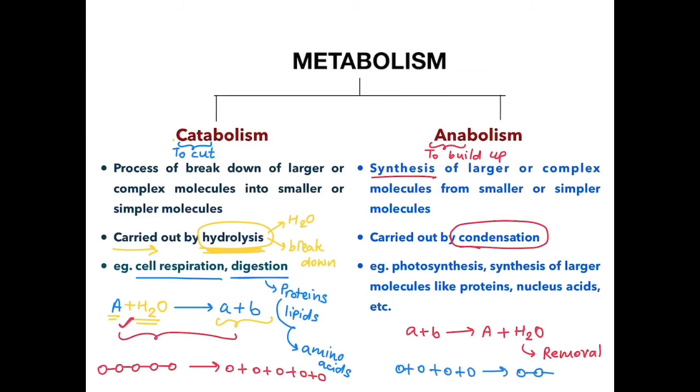Make sure you are now clear about the difference between catabolic and anabolic reactions and how they are carried out, right? An example of an anabolic reaction is photosynthesis, because plants make bigger molecules like glucose using the smaller molecules carbon dioxide and water. Also inside our body there is continuous synthesis of larger molecules like proteins and nucleic acids. The nucleic acids are DNA and RNA, right? To synthesize these bigger molecules, the body requires anabolic reactions.